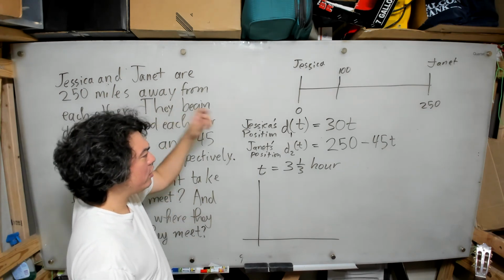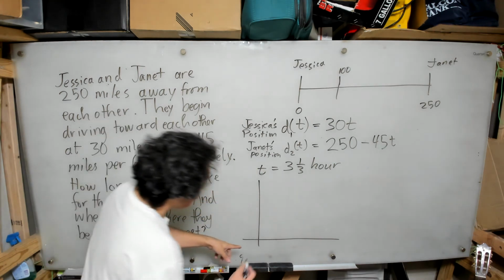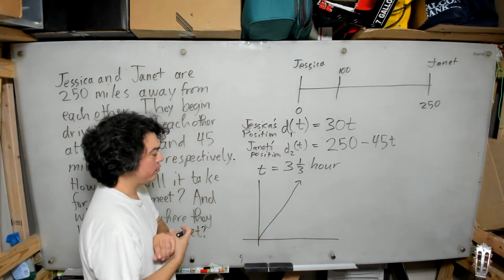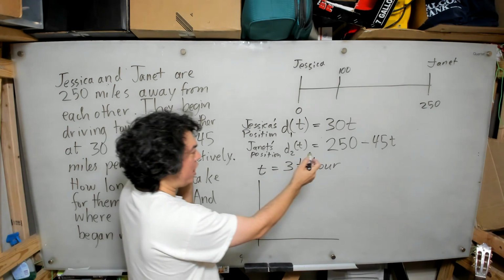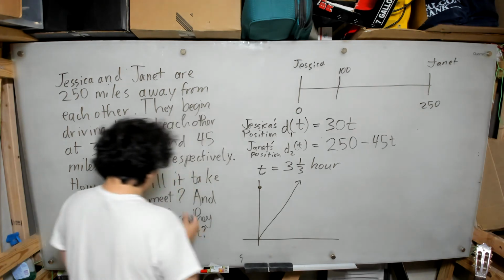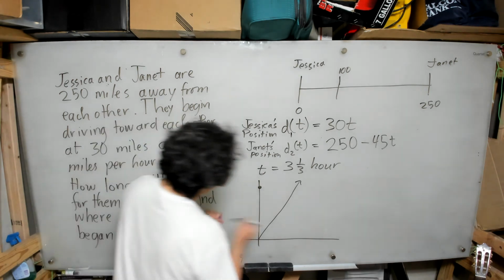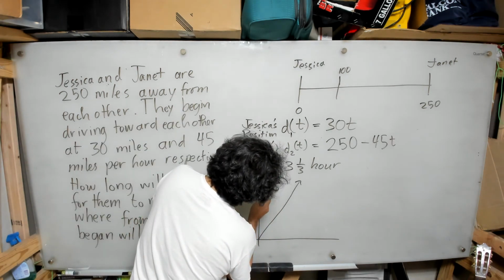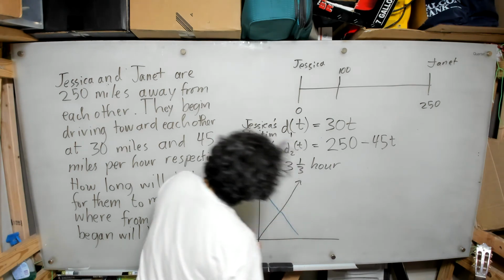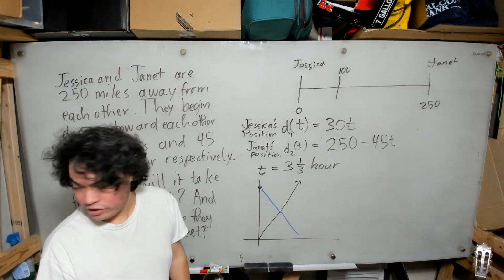For example, Jessica's position has slope 30, but it has y-intercept 0. So it goes through the origin, and it goes this way like this, with a slope of 30. Janet's line starts up here at 250. Let me use a different color here, so that we can see for emphasis that it's a different line. Her line is going to be steeper, but it's going down. It's steeper because the slope here is negative 45. In other words, it's going down faster.